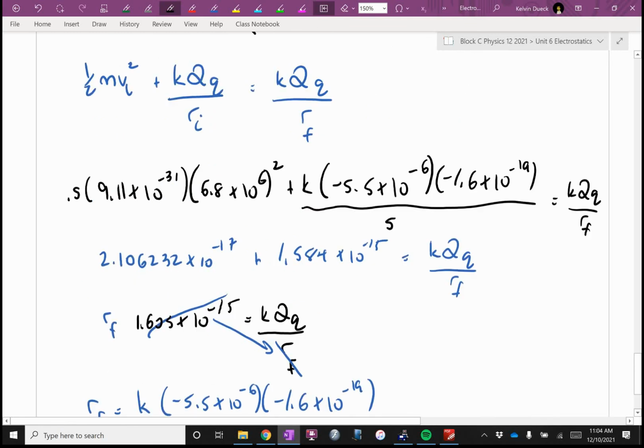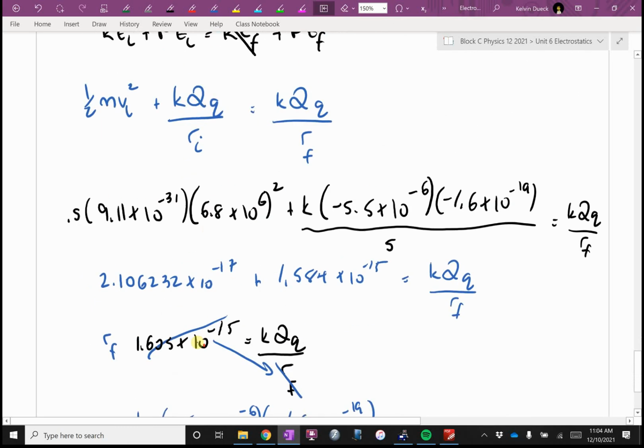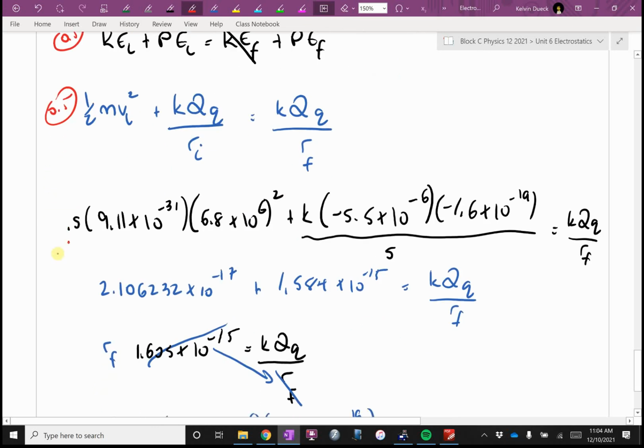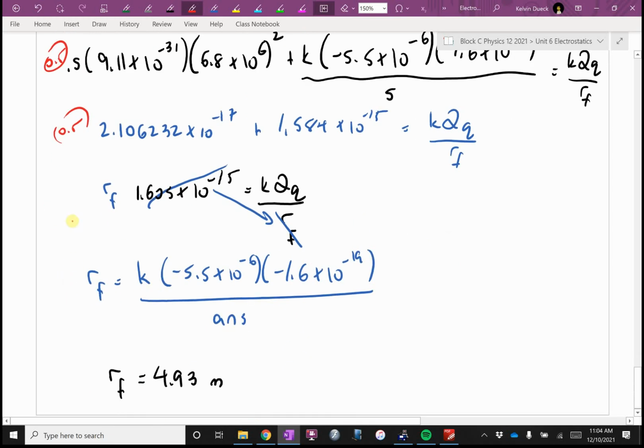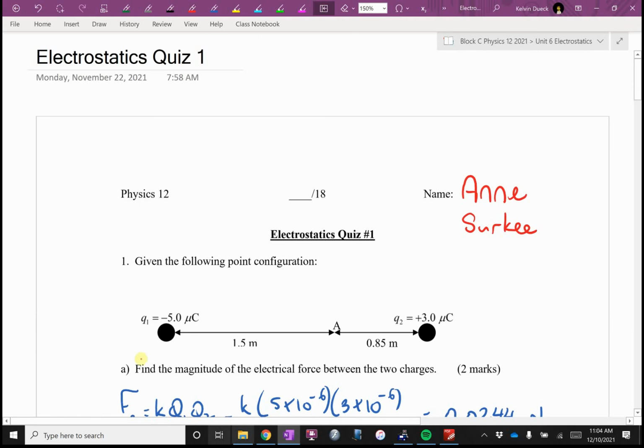If you got that right, I would give you 4 out of 4. Otherwise, 1, 2, 3, 4, 5, 6, 7. I would probably go half mark for that, half mark for that, half mark for that, half mark for that. That's 2. Half mark for that, half mark for that. That's 3, and 1 mark for the answer. Can you give yourself a score, please, out of 18?